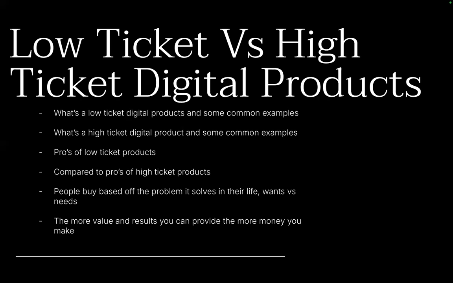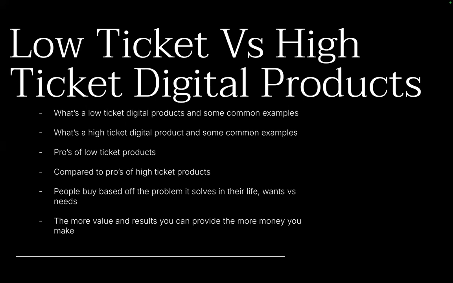So things like recipes, apps, ebooks, guides, music, podcasts, things like that. They're more wants rather than needs. The more you get your head around this space, the more you'll understand that the bigger the problem you can solve, the more money people will pay for the solution to that problem. So a low ticket digital product is usually a digital product under, say, $500.